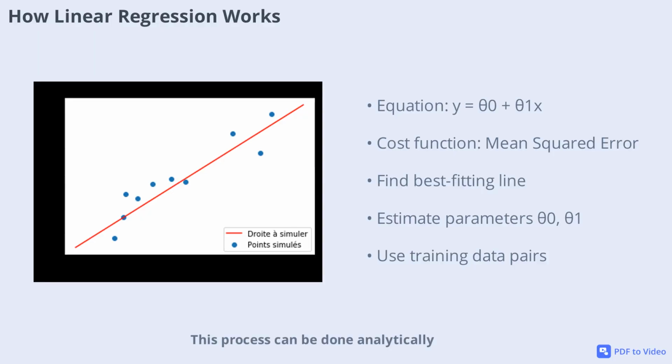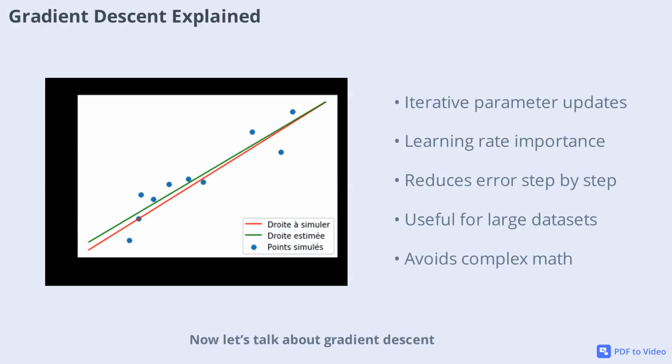This process can be done analytically, using formulas based on statistics like variance and covariance, or iteratively, using algorithms like gradient descent. Both methods aim to make our predictions as accurate as possible. Now let's talk about gradient descent, a powerful algorithm for finding the best parameters in linear regression.